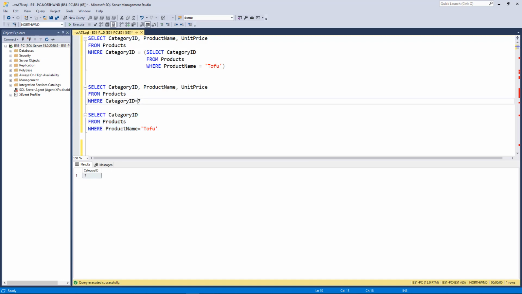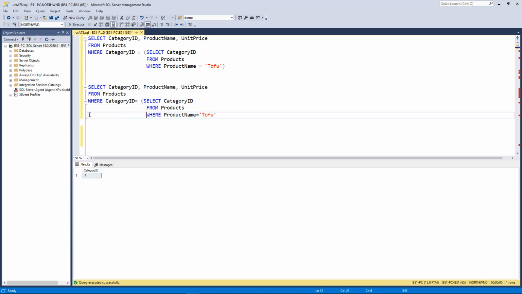Now, instead of write here 7, because we don't know the category, we know only the product name, we can write a subquery and insert the query. Select from where and close it. What we get in the subquery is the category 7, and if we run it for the entire query, so we have the category ID that is 7 and all the product names that are in category ID 7 and their unit price.